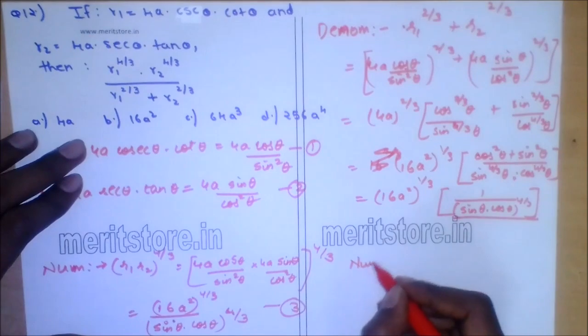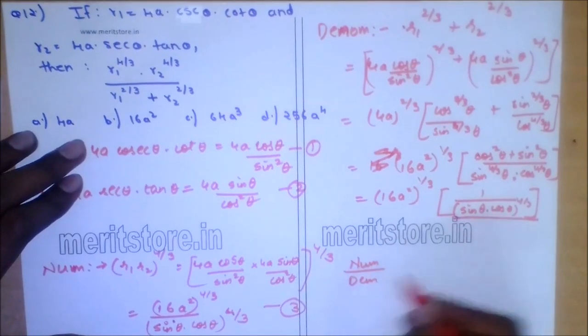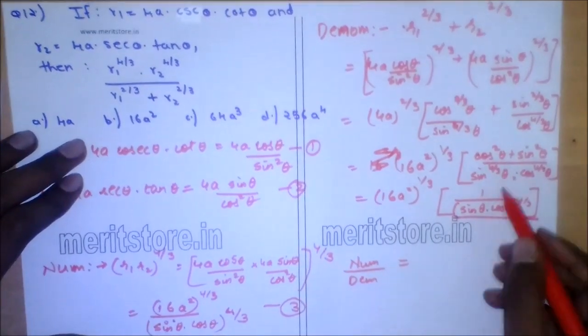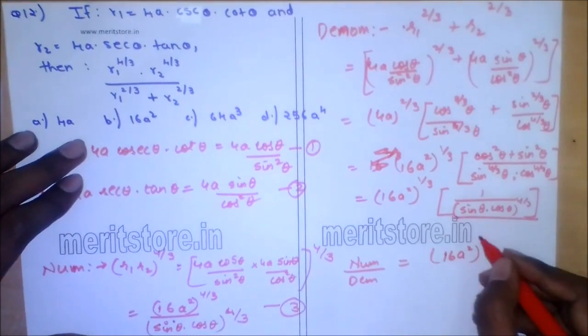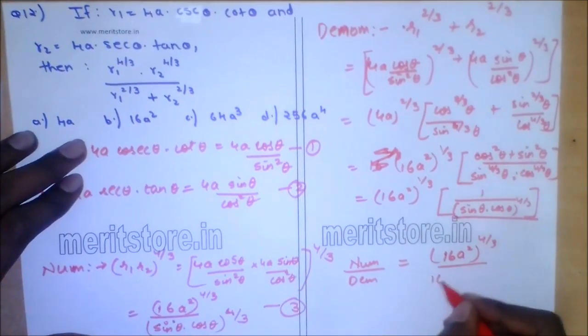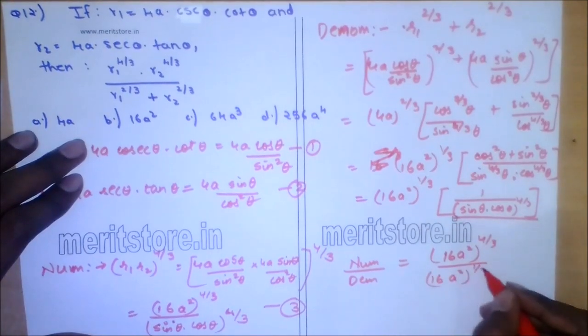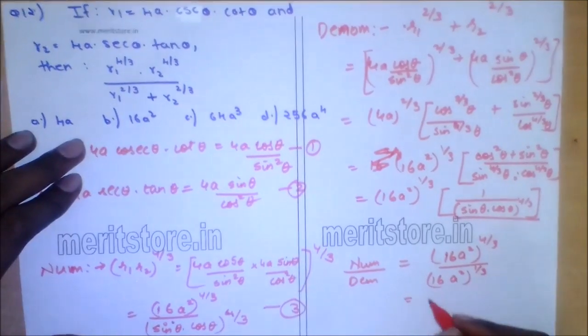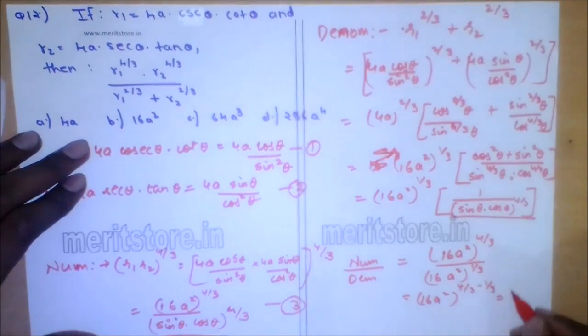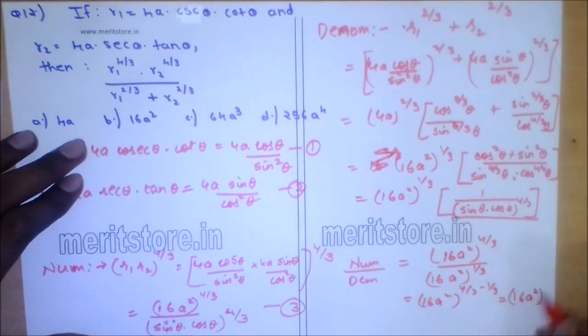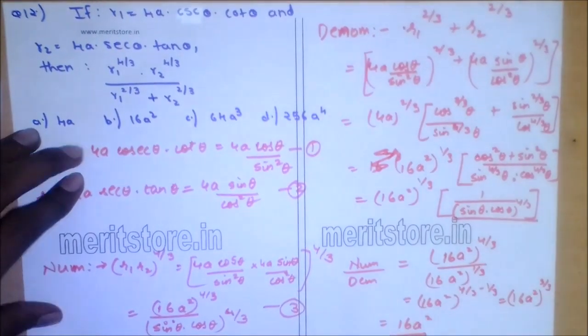So numerator upon denominator, this gets cancelled out. So we are left with (16a²)^(4/3) upon (16a²)^(1/3). This is equal to (16a²)^(4/3 − 1/3), which is (16a²)^(3/3). That is equal to 16a², which is option B.